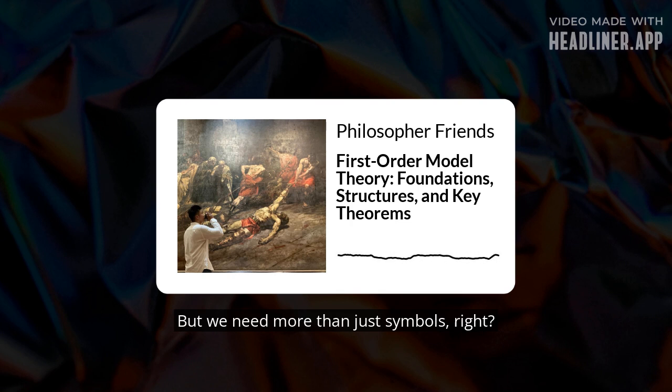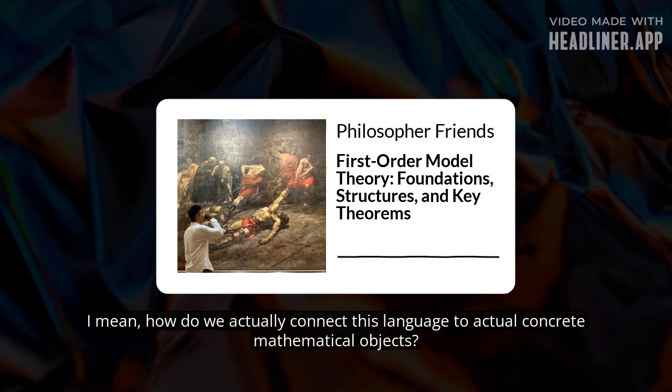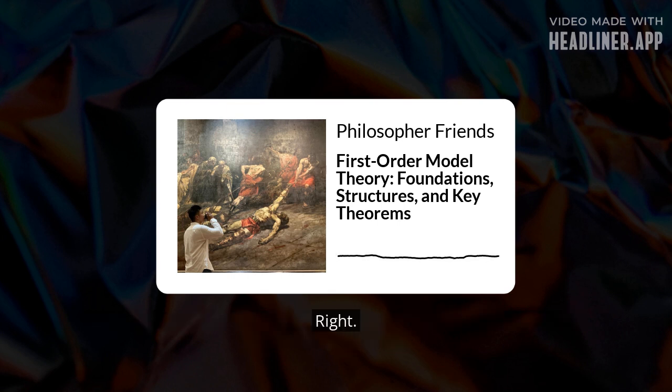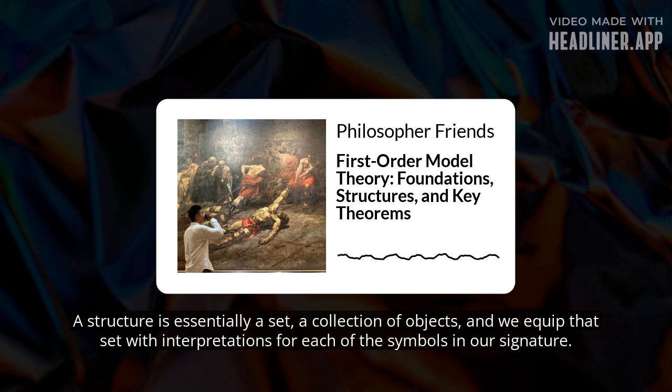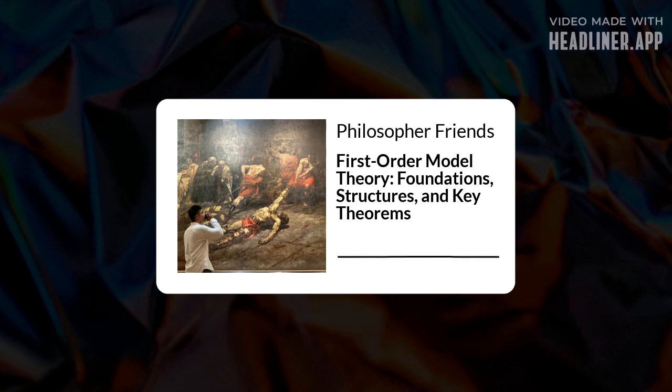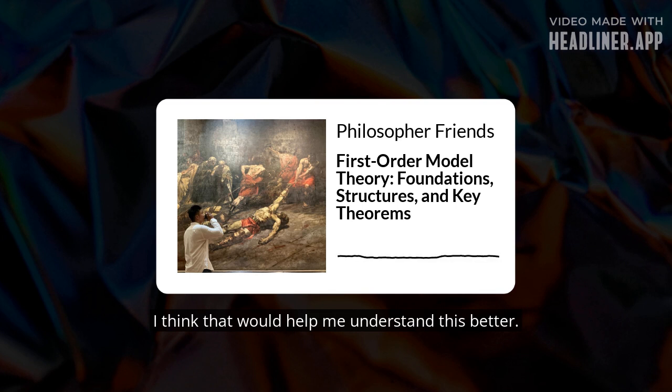But we need more than just symbols, right? I mean, how do we actually connect this language to actual concrete mathematical objects? Right, and that's where the idea of a structure comes into play. A structure is essentially a set, a collection of objects, and we equip that set with interpretations for each of the symbols in our signature. Hmm. Can you give me an example? I think that would help me understand this better.